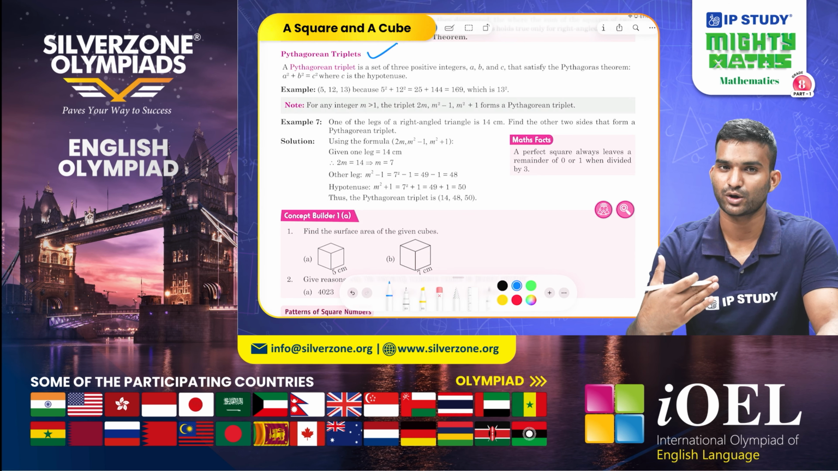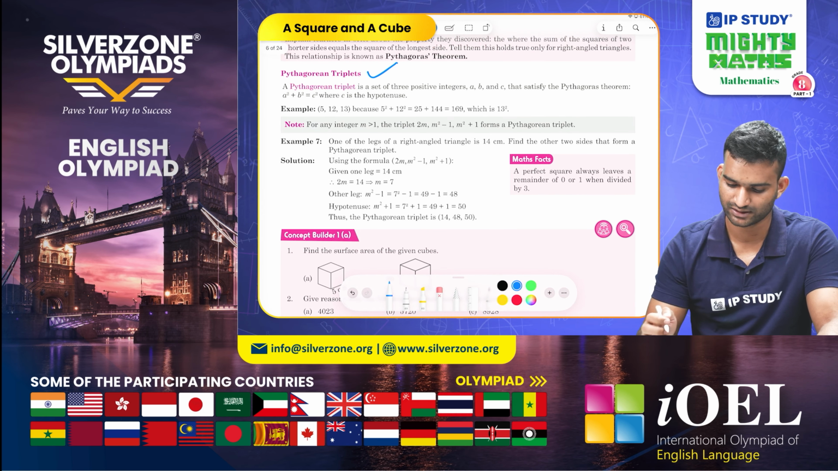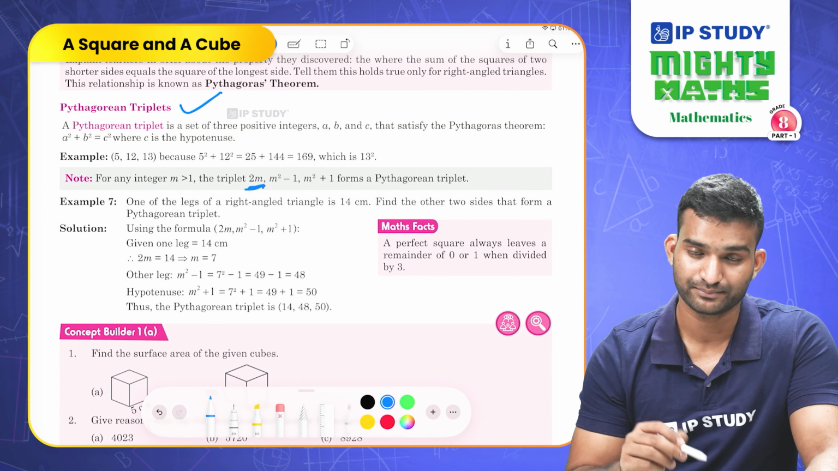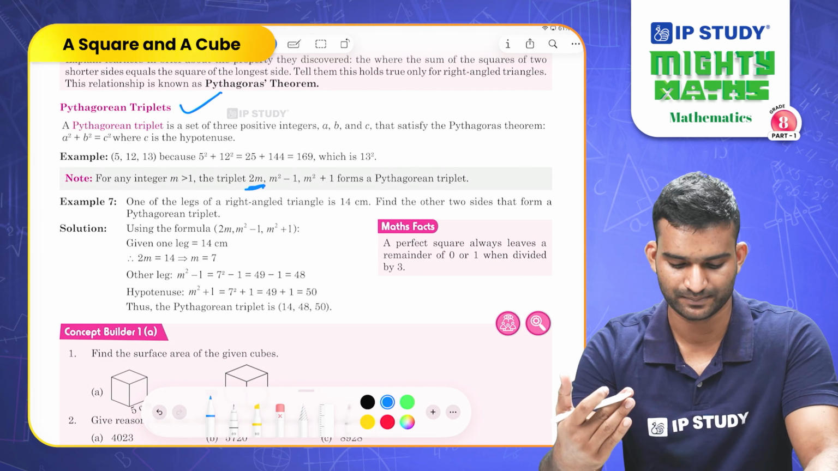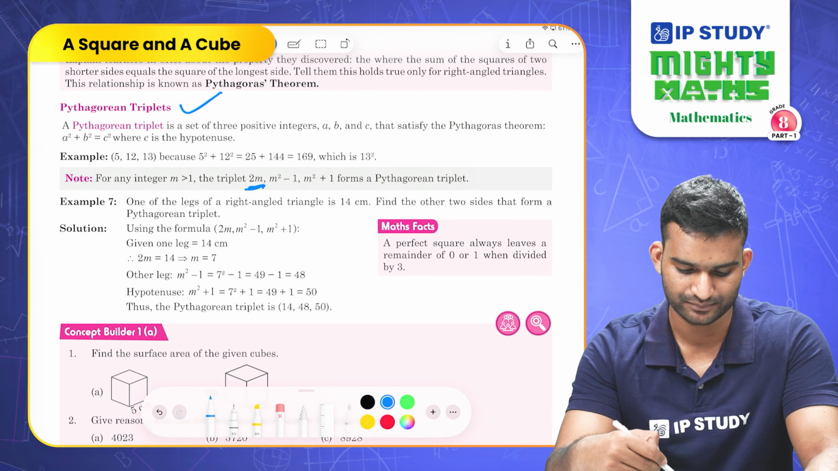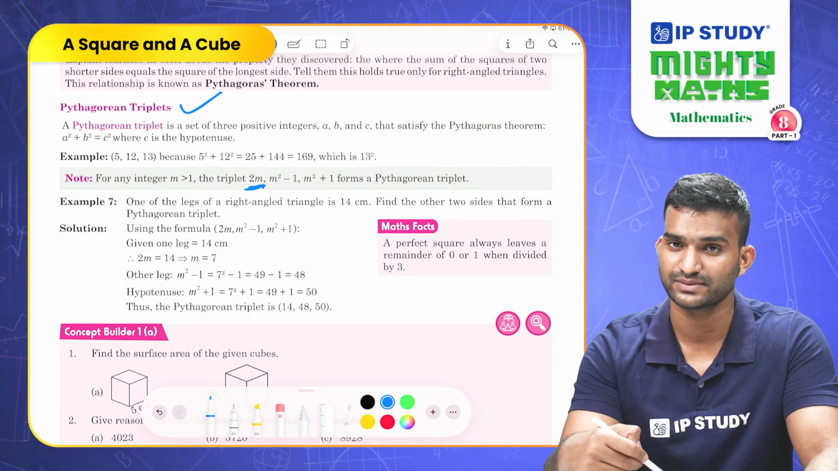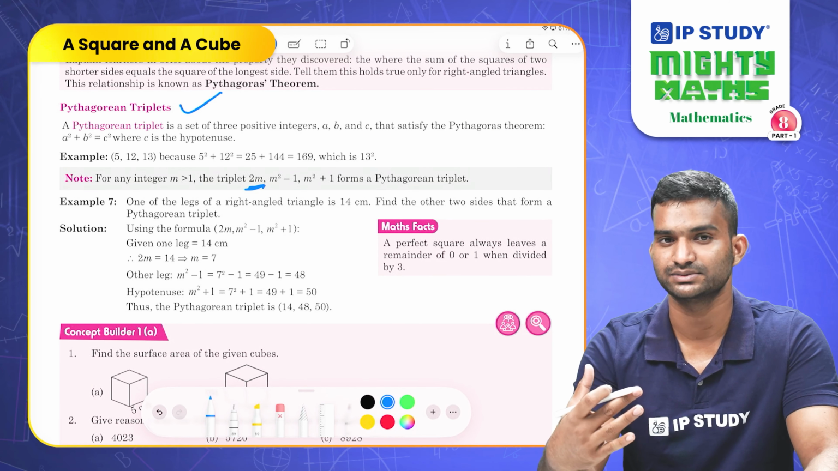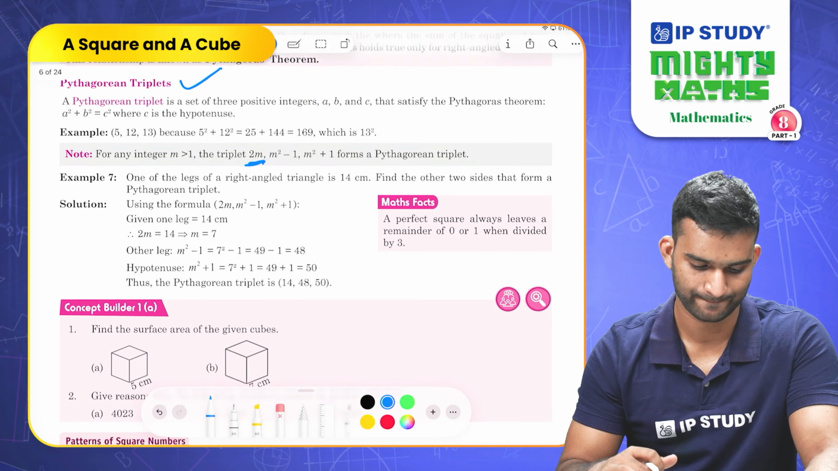Now there is an important note. Whenever we have a number like 2m, its Pythagorean triplets will be 2m, m square minus 1 and m square plus 1. This will be a Pythagorean triplet. For any number, we can write like this.